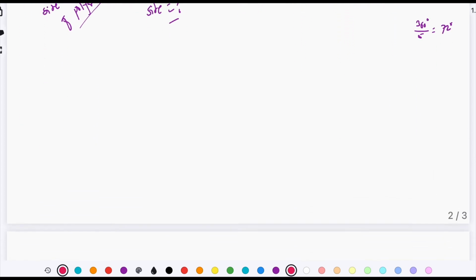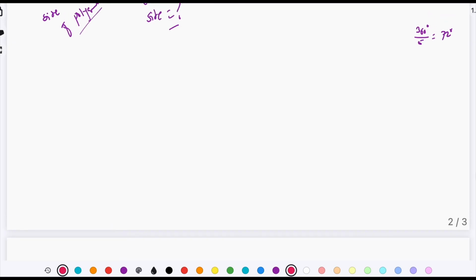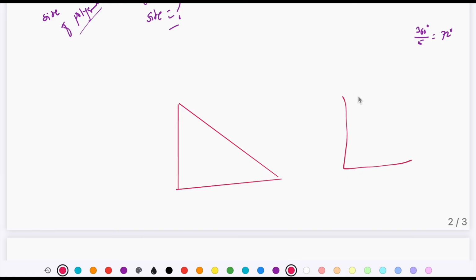Last, what we are going to talk about is drawing a circle inside a given polygon. Any polygon, it could be a square, it could be a pentagon, anything. The procedure is going to be the same.